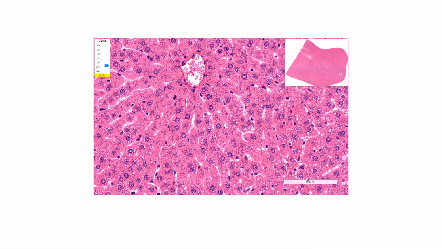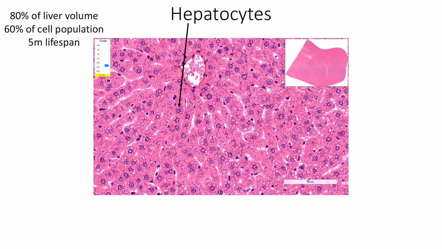Unlike in pancreas, where the exocrine and endocrine functions are performed by two different sets of cells, in liver, both these functions are performed by the same cells, that is, hepatocytes. These hepatocytes secrete exocrine bile, they modify various endocrine hormones. In addition, they take part in carbohydrate, lipid, protein, and ion metabolism, synthesize various plasma proteins, store and modify various vitamins, and help in degrading drugs and toxins. Being the main type of cells in the liver, they make up 80% of liver volume, 60% of cell population, and have a lifespan of about 5 months.